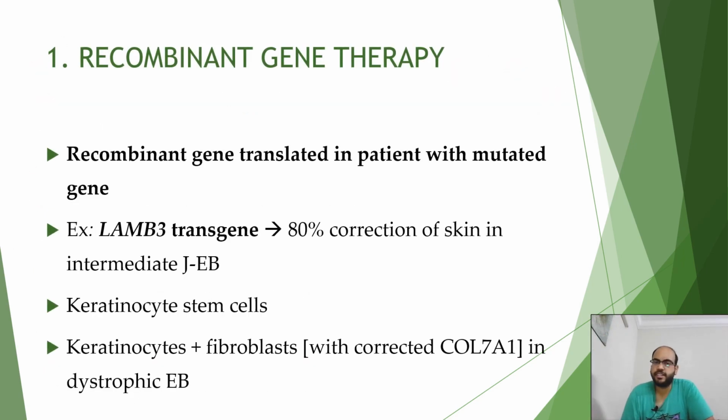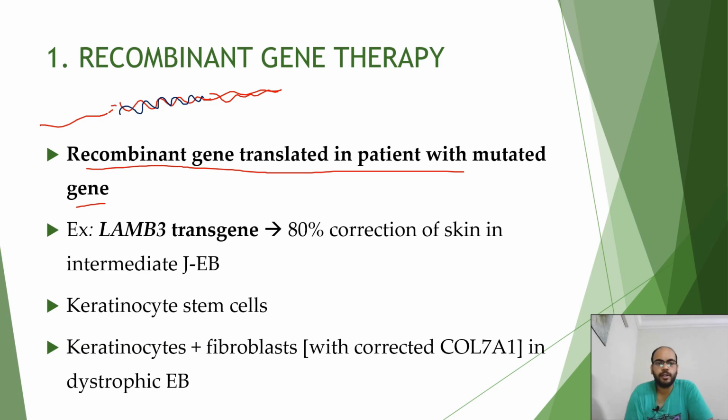First is recombinant gene therapy. It is very easy to understand. Recombinant gene is translated in patient with mutated gene. For example, let's say you have a gene here. Let me just draw one gene. Okay, and one of the alleles is mutated. So what happens is, let me just make it again. So this is normal DNA, this is normal DNA, and just one part of it has the mutated gene.